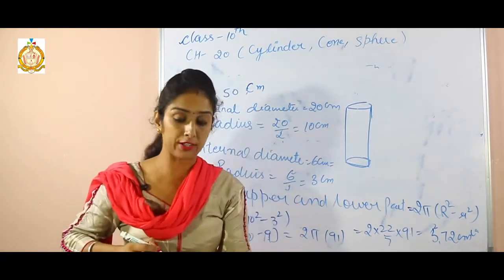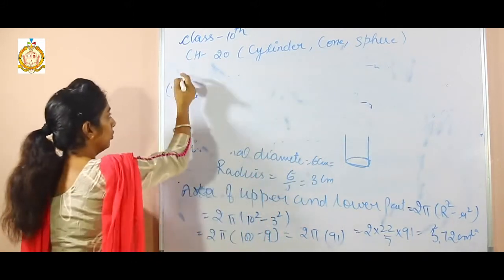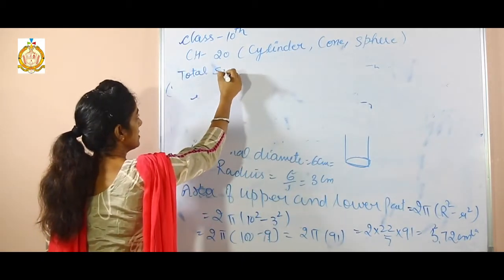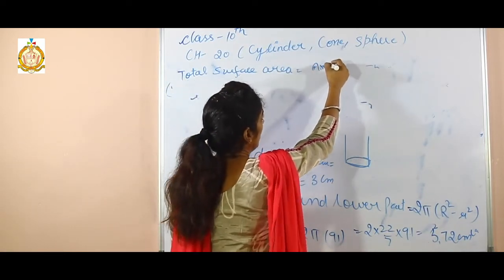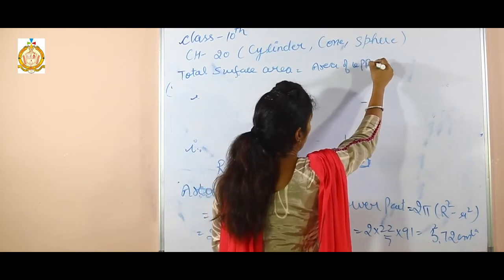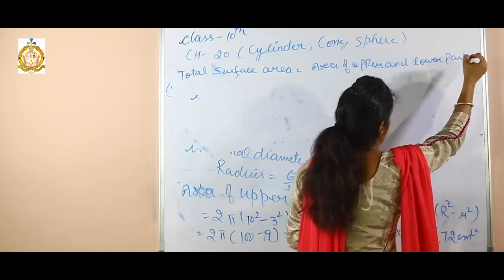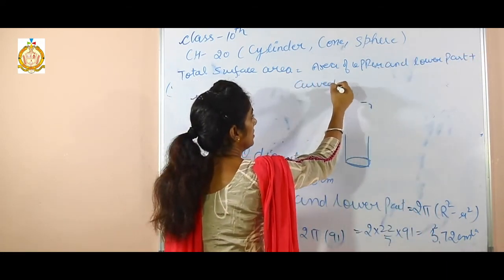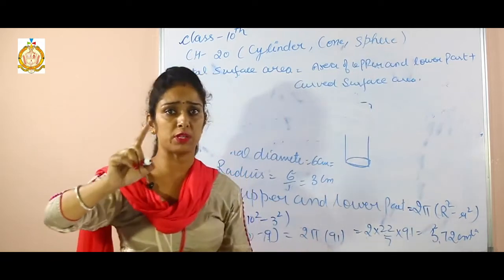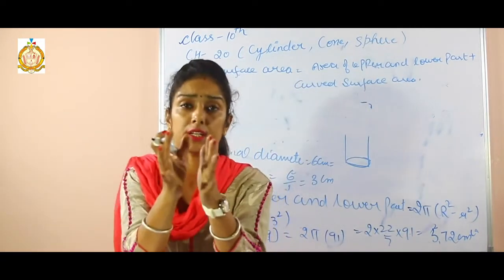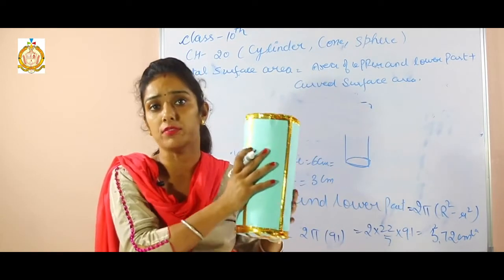Now what we have to find? Total surface area. Now for the total surface area, we need the area of upper and lower part plus curved surface area. One thing you must remember, students, if you have to find the total surface area, then 2 times of circle and 1 time of curved surface area.